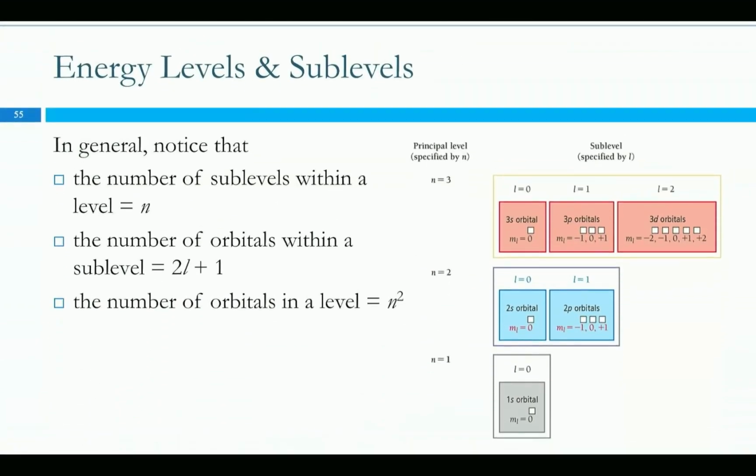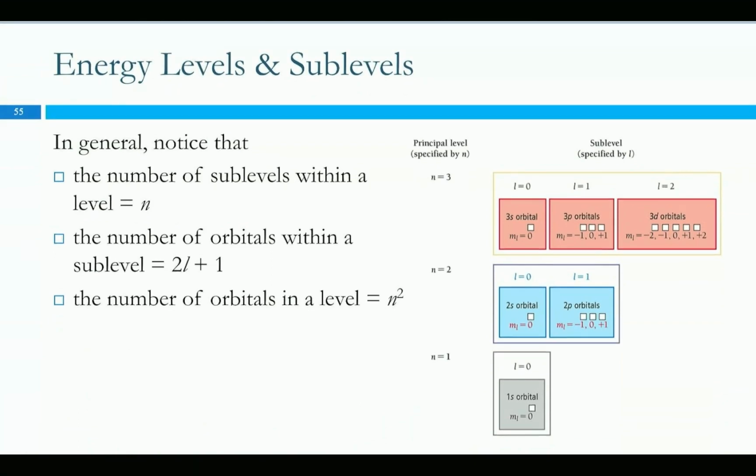So those are all the quantum numbers. In general, the number of sublevels within a level equals n. So n equals 1, there's 1 sublevel. N equals 2, there's 2 sublevels. N equals 3, there's 3 sublevels. And so n equals 4, there's also 4 sublevels. And then you can take these and define sort of equations to say how many orbitals within a sublevel there are, 2L plus 1.